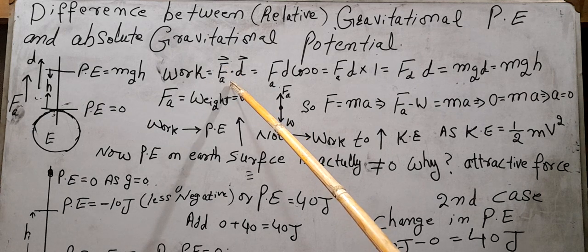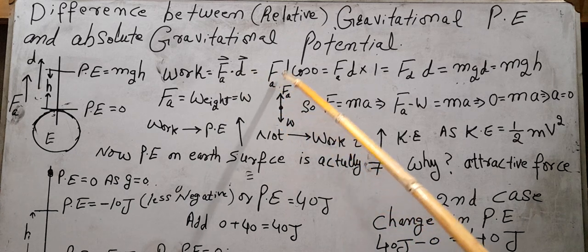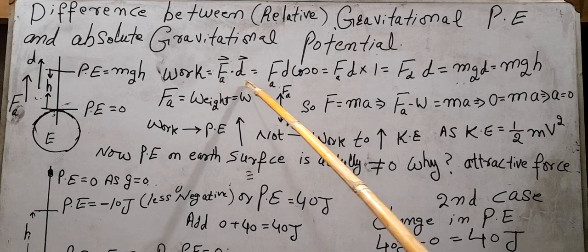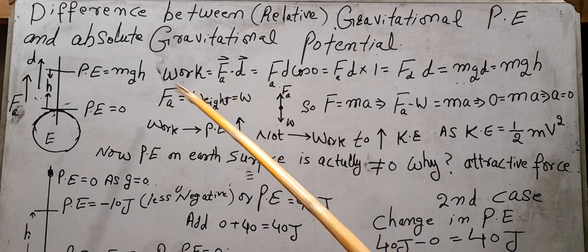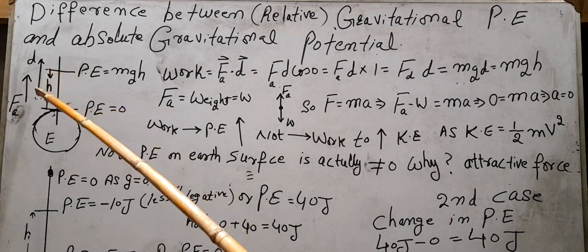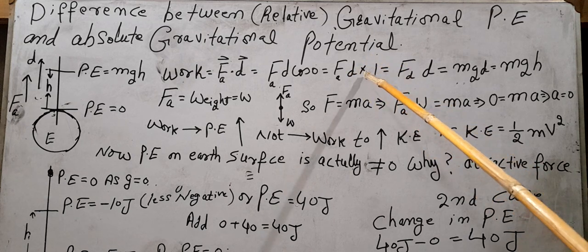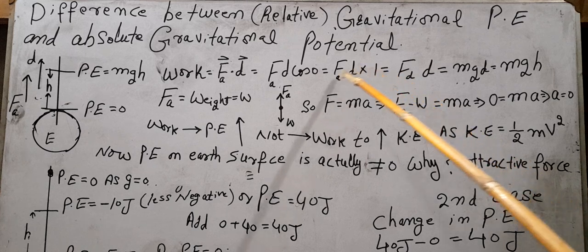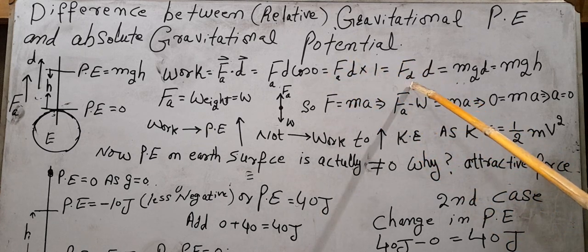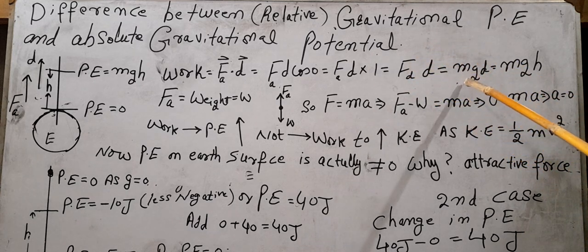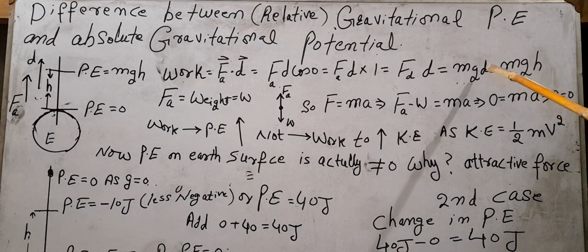This F d cos theta is a dot product or scalar product between the applied force and the displacement which is being covered by the body. As it is clear that force and displacement both are in the same direction, therefore when two vectors are in the same direction, the angle between these two vectors is zero. In this case, cos 0 comes out 1, and this applied force will be equal to the weight of the body, which is mg, and if this displacement which is covered by the body is h, therefore our final formula is mgh.